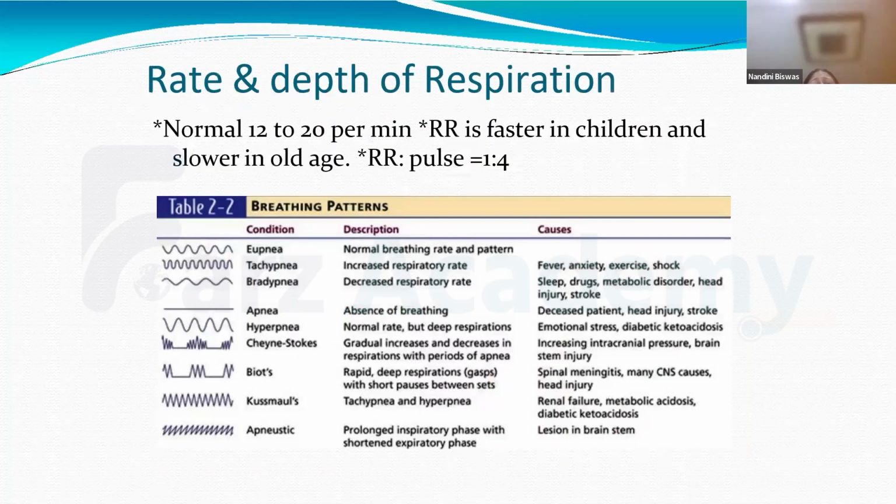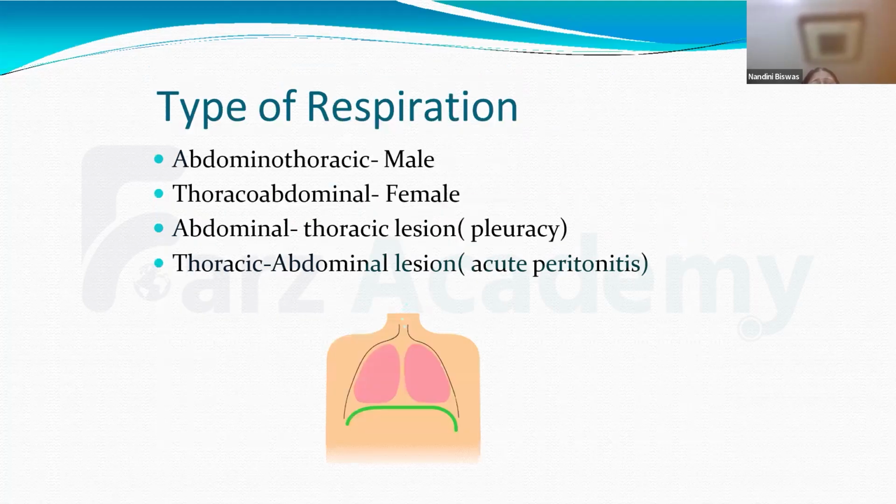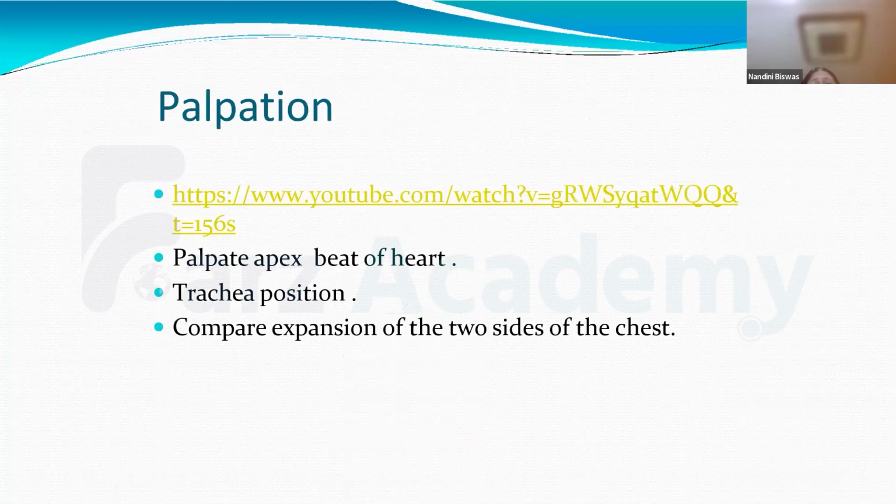And then you look for the rate of respiration, depth of respiration. Has the patient got normal respiratory rate? Has the patient got tachypnea? Is the patient got shallow breathing or normal breathing? Very important you do that because these are the only things that you will get. You won't get anything beyond that. Types of respiration you might skip, and then you go for palpation.